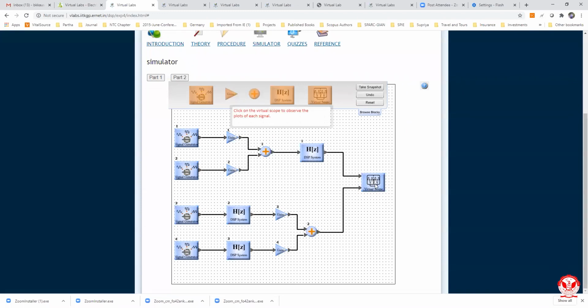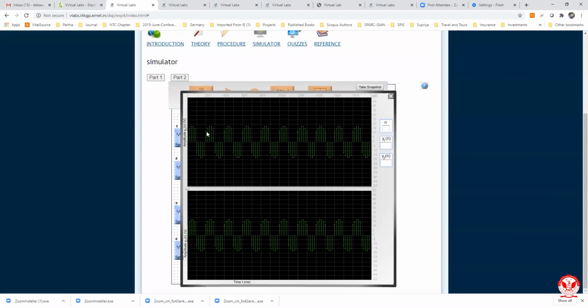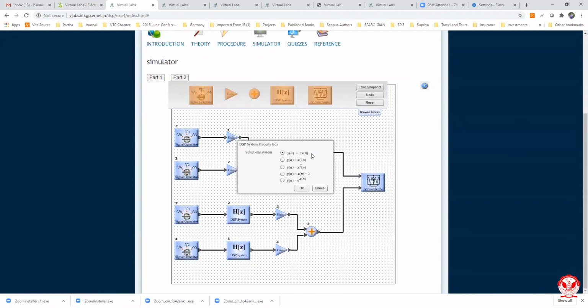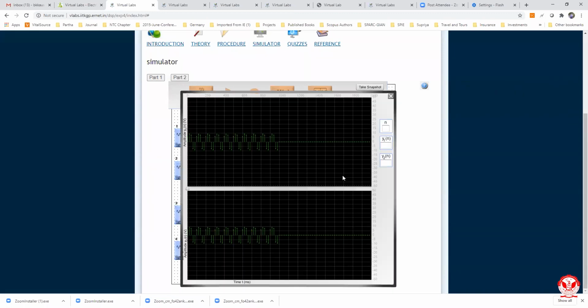Now we go to the virtual scope. What do we find? Both y1 and y2 that we have obtained are the same here. That means, what does it mean? The selected system is a linear system. Again, we can change here. Now we will check the whole combination for another system, yn equal to x of twice n. Okay. Again, we select here yn equal to x of twice n. And go to the virtual scope. What do we find here? This system is also a linear system.